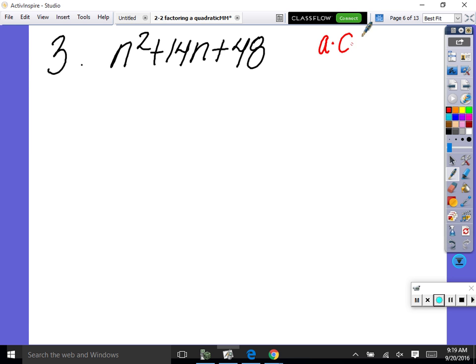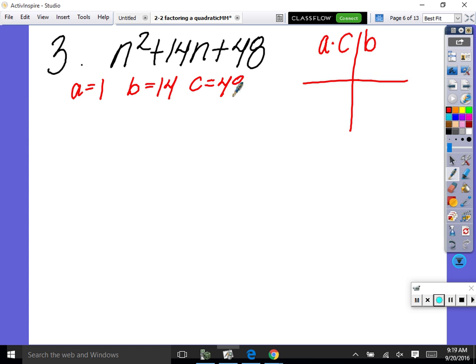What multiplies to be a times c and adds up to be b? So what is my a value, really quick? A is 1, b is 14, and c is 48. So a times c: what multiplies to be 1 times 48 and adds up to be b, which is 14, correct? So now we start listing out factors. Let's have you start spitting them out to me really quick.